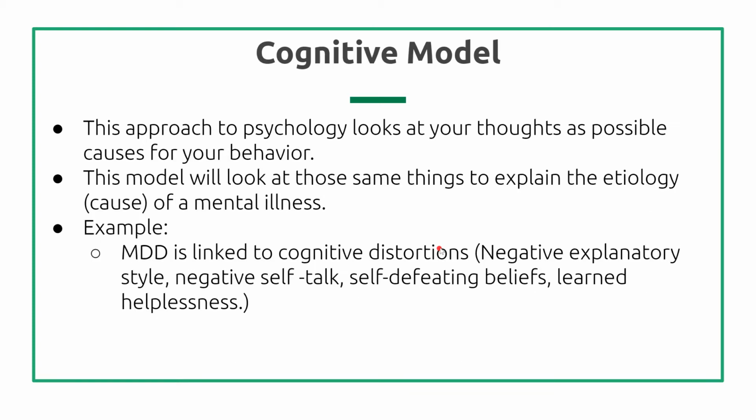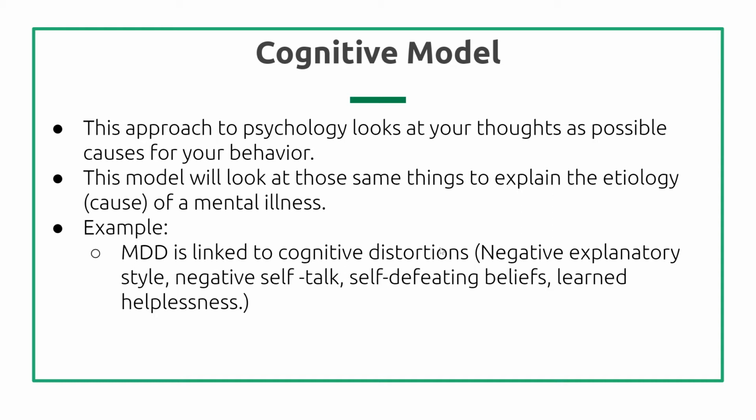Now, the cognitive model is going to be different. The bio model looked at the body. The cognitive approach to psychology is the approach where you look at someone's thoughts, their internal workings, and they're going to explain your behavior based upon how you're thinking. So obviously this model is going to look at the cause of mental illness being improper thinking patterns.